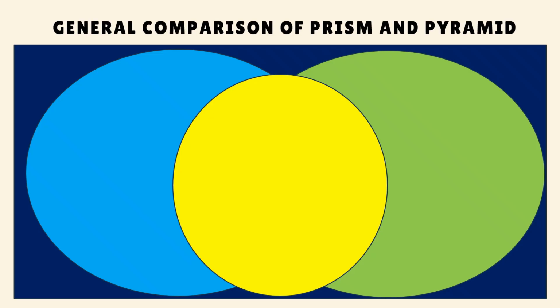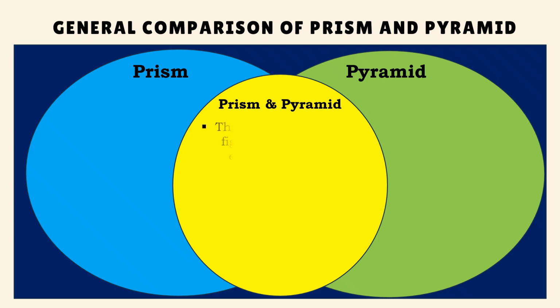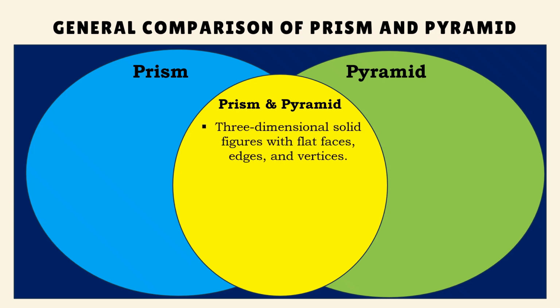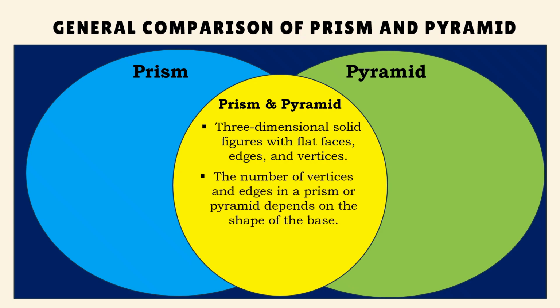General comparison of prism and pyramid. Prisms and pyramids have both similarities and differences. Let's talk first about their similarities. Both are three-dimensional solid figures with flat faces, edges, and vertices. The number of vertices and edges in a prism or pyramid depends on the shape of the base. Both can have any polygon as their base.